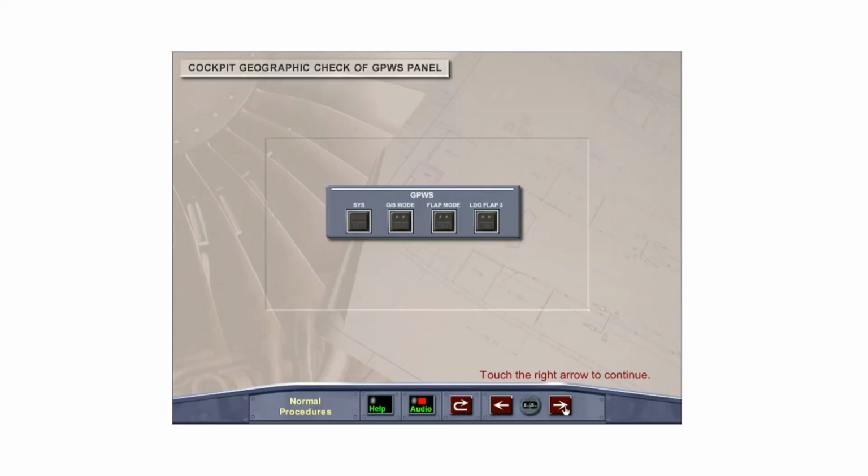During the cockpit geographic check of the ground proximity warning system panel, confirm that the 4 push-button switches, System, Glide Slope Mode, Flap Mode, and Landing Flap 3 are in the normal in, lights out position.